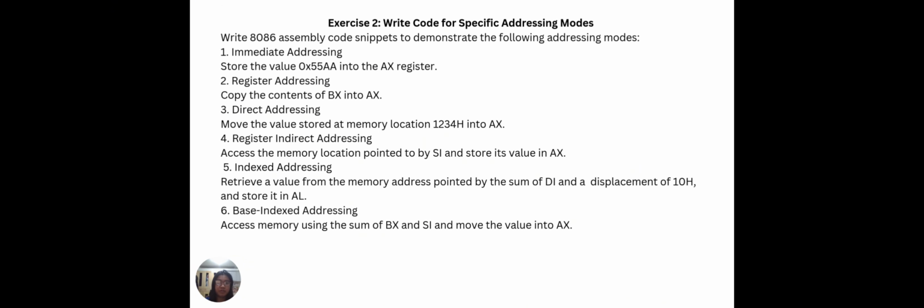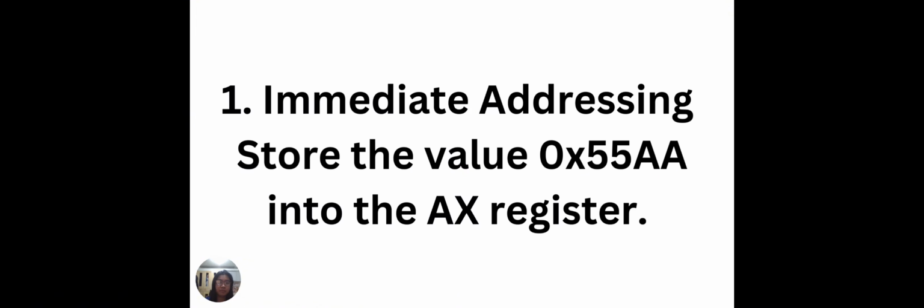Next exercise is to write code for specific addressing modes. Here is exercise 2. Write code for specific addressing modes. Write 8086 assembly code snippets to demonstrate the addressing mode. This is the first given. So the answer for this would be mov AX, 55AAH because the value 55AAH is directly loaded into the AX register, and that's an immediate addressing.